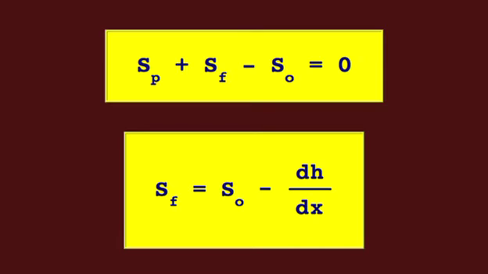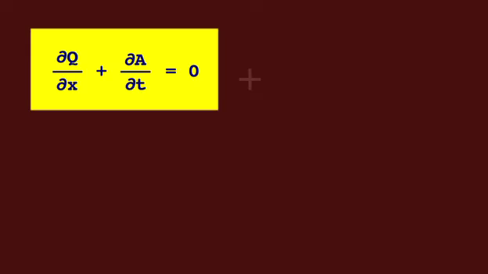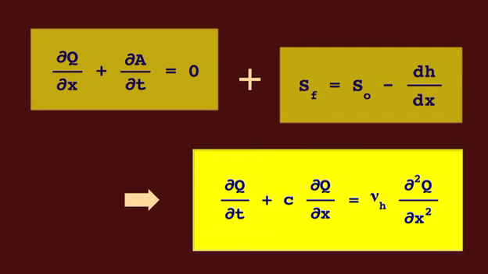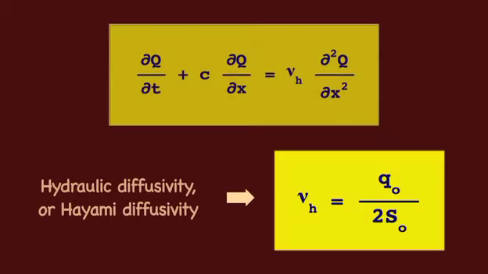Diffusion waves are governed by the equation of water continuity and a simplified equation of motion that considers only gravitational, frictional, and pressure gradient forces. For diffusion waves, the equation of motion is, in the diffusion wave model, the pressure gradient term is responsible for the diffusion effect. The combination of water continuity equation and equation of motion of diffusion waves leads to the diffusion wave equation, in which nu sub h is the hydraulic diffusivity or Hayami diffusivity. Q sub O is the reference unit width discharge.